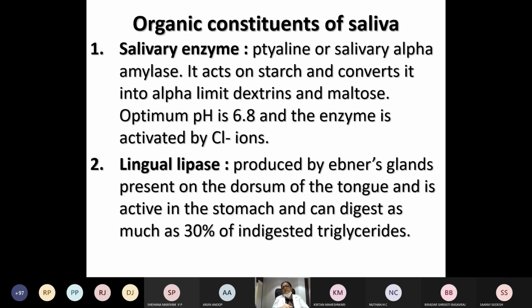It acts on starch and converts it into alpha limit dextrins and maltose. Optimum pH is 6.8 and the enzyme is activated by chloride ions.